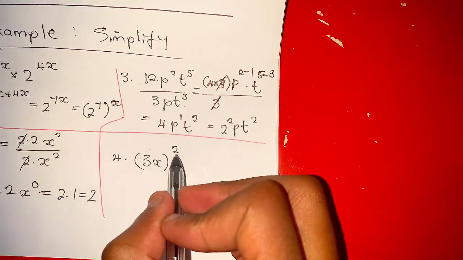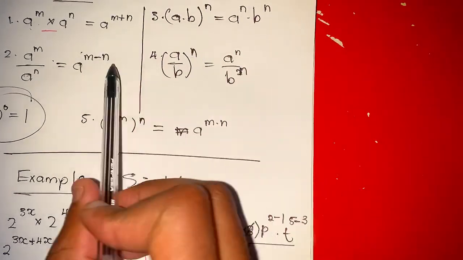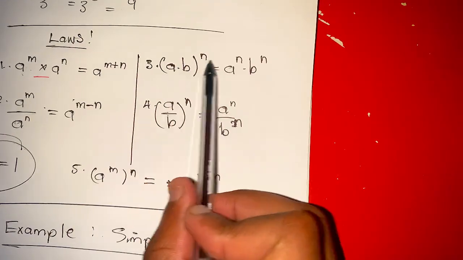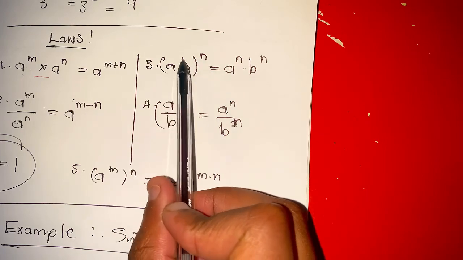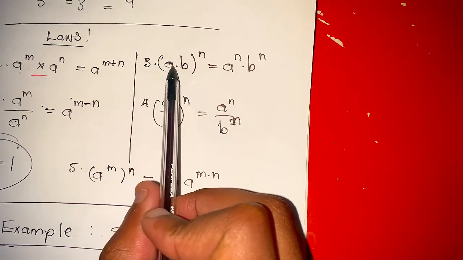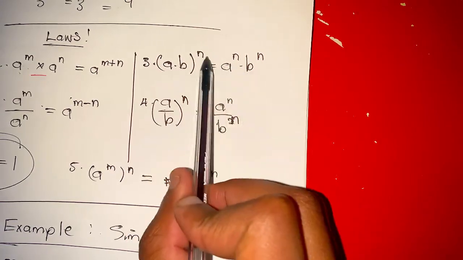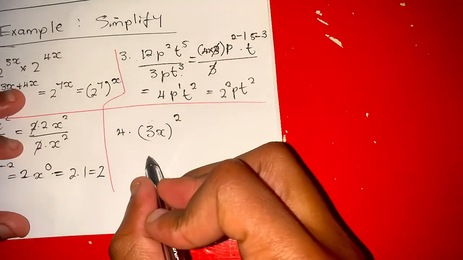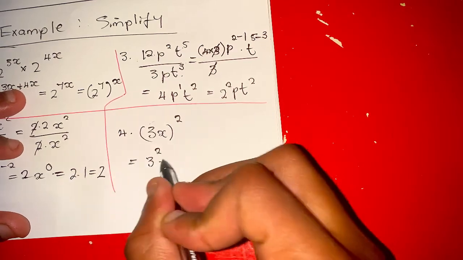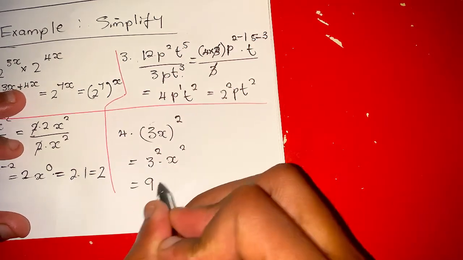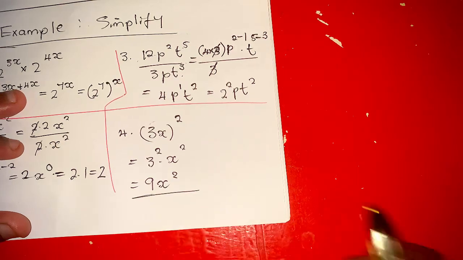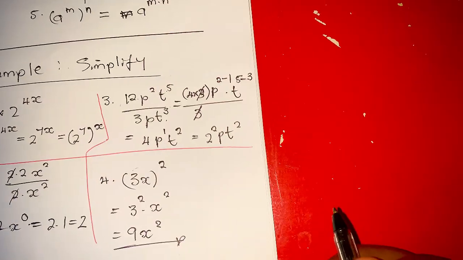For the last one, you will recall this law. This one. When you have 2 different values or expressions all raised to the power of n, then each expression is raised to that exponent. So here you will have 3 squared multiplied by x squared. 3 squared is 9, x squared. And there you have it. We will do more examples on the next video.